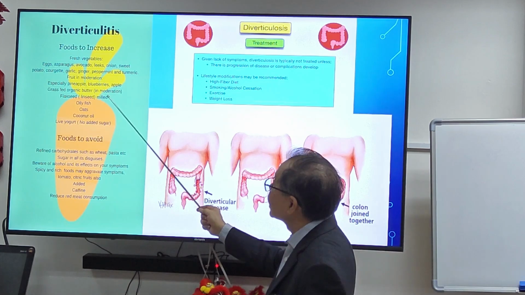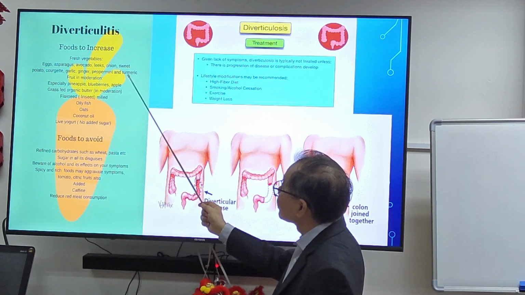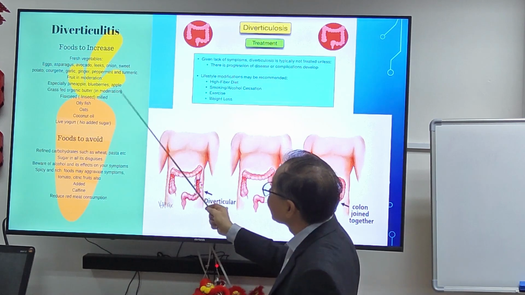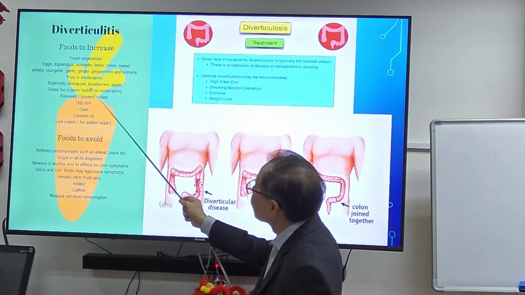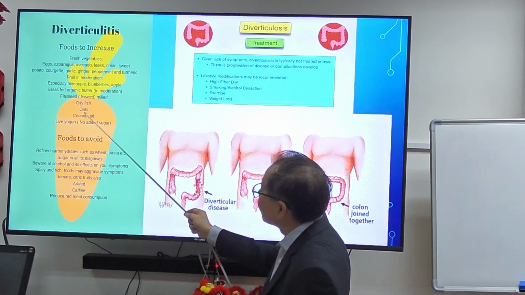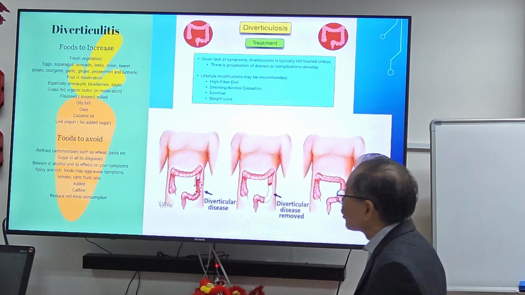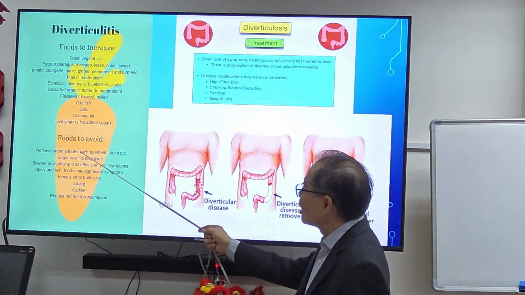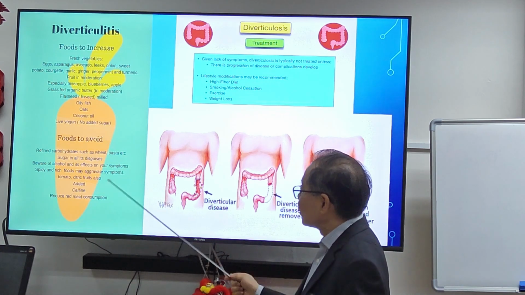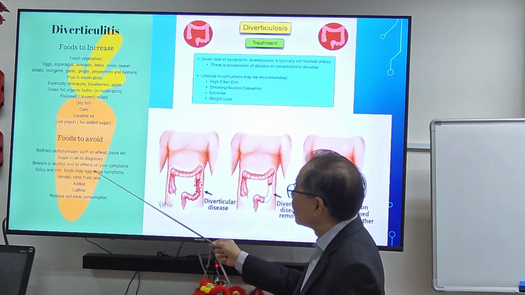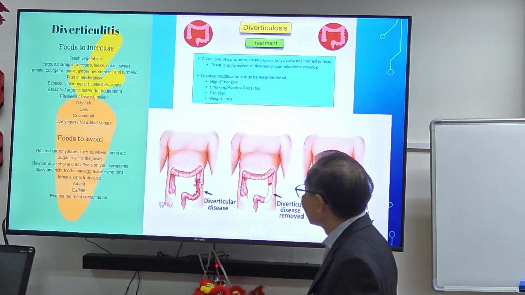Foods to increase: this kind of food helps. Notice it's mostly vegetables and fruits, good oil, pineapples, blueberries, apples, oily fish, and so on. Foods to avoid: refined carbohydrates, wheat, pasta, things like that. Sugar, alcohol, spicy and rich food, and red meats should be avoided.